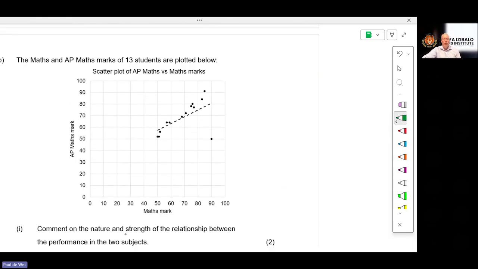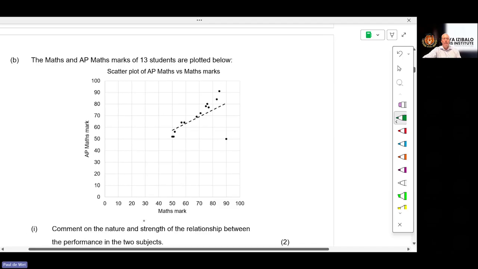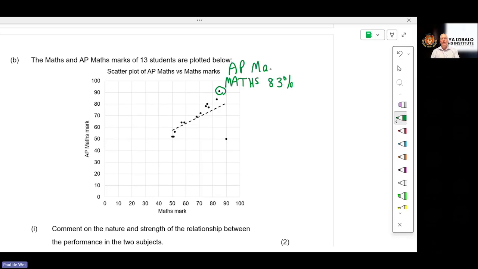Okay, now I want to talk to you guys about scatter plots and the line of best fit. So here we've got a scatter plot, with maths marks and AP maths, which is even harder than normal maths. For example, this learner over here got about 83% for maths, and for AP maths they got about 92%. That's one learner.